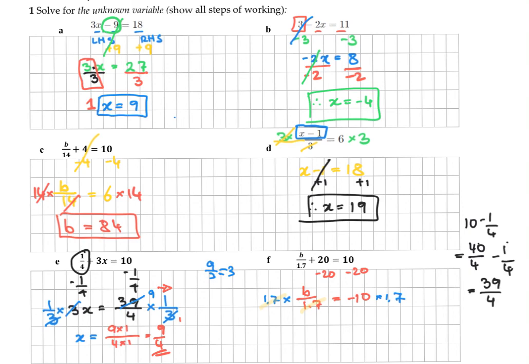Okay, I don't want that highlighter. I want actually pen. Therefore, b is equal to negative 17.